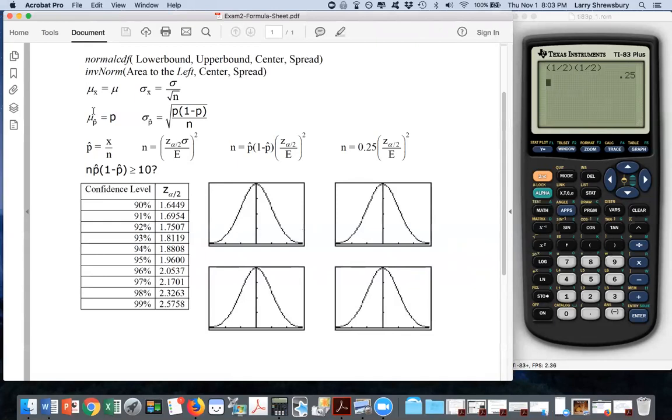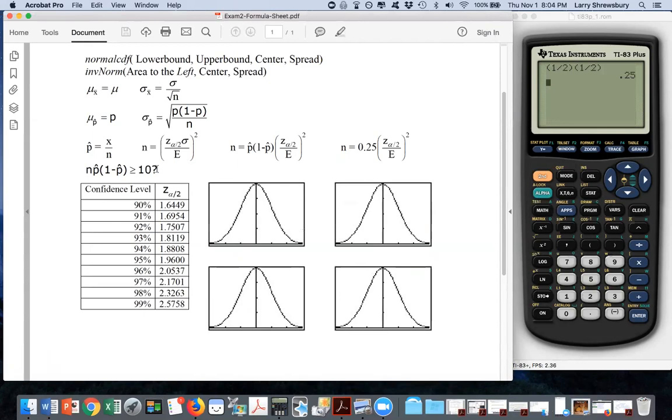Now, you look over here, this is the center and spread for the sampling distribution for the sample mean, chapter 8.1. This is the center and spread for the sampling distribution for the sample proportion, that was chapter 8.2. And remember, this is how you calculate your sample proportion: the count that were in the category of interest out of your sample size.